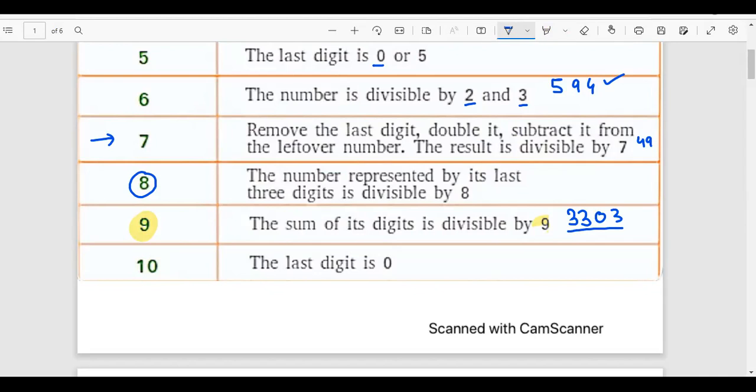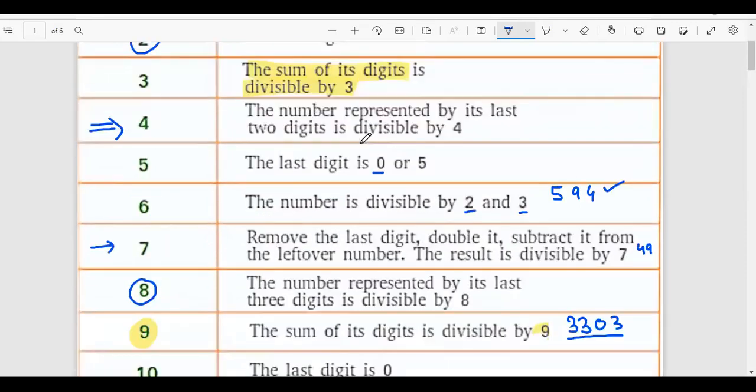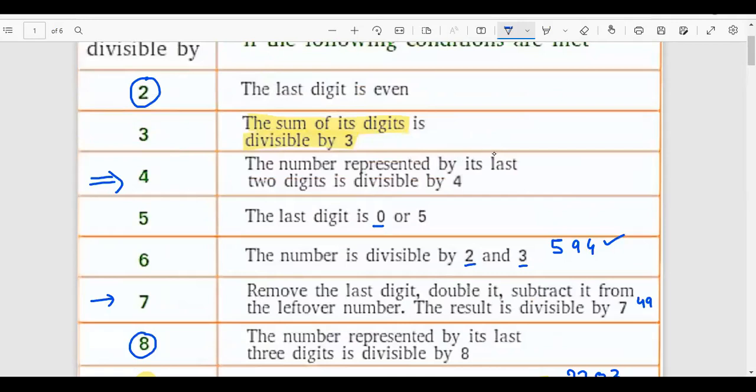And 10 का तो बहुत easy है. The last digit is 0. 220, 10, 1000, 1 billion. जिसका end पे 0 आ रहा है, that would be divisible by 10. ठीक है. So these are the 10 tests of divisibility. Quickly इसको हम एक बार revise कर लें. For 2 it should be that the last digit is even.